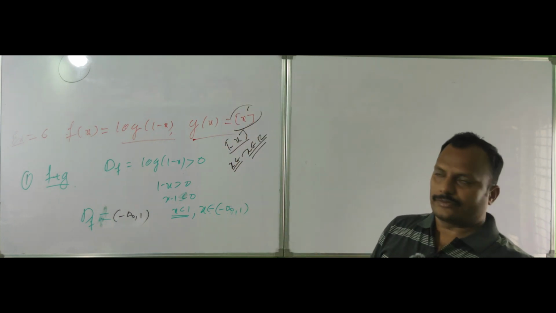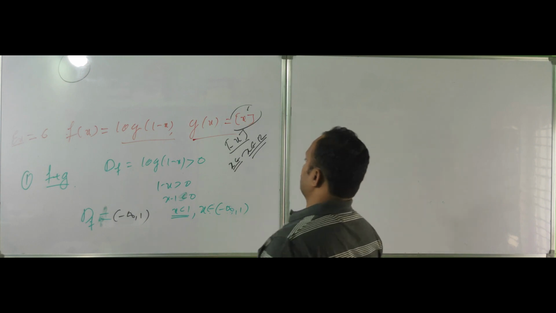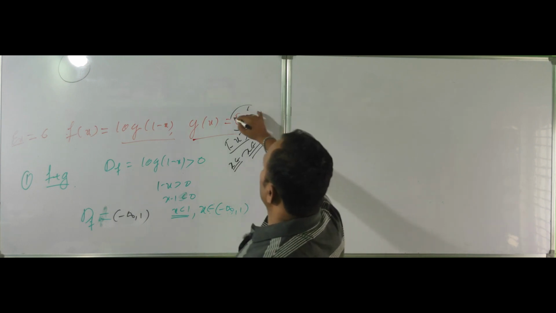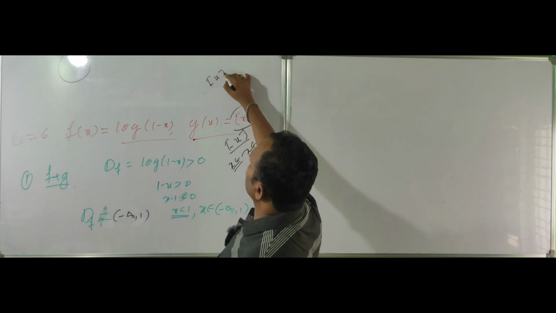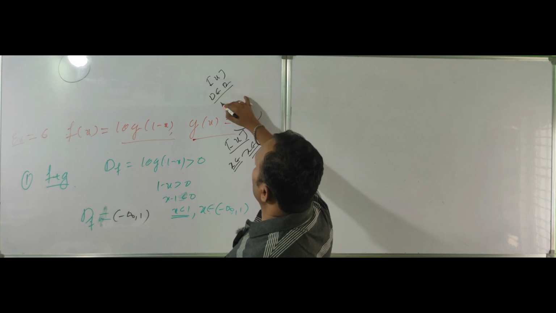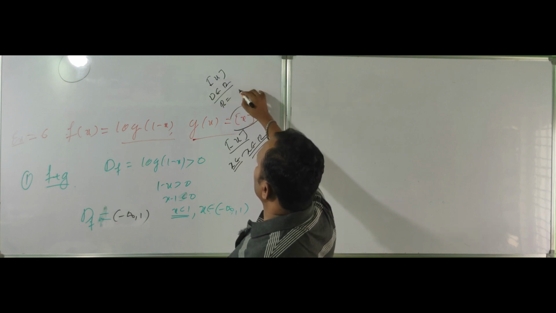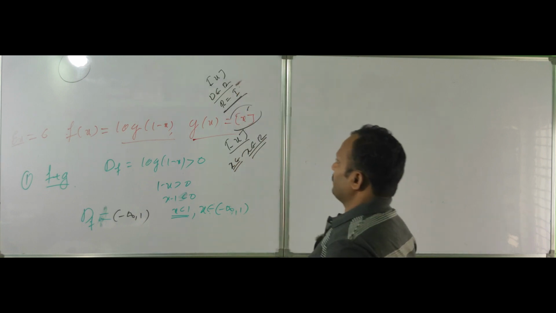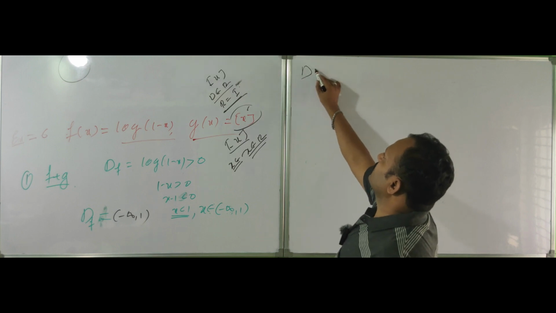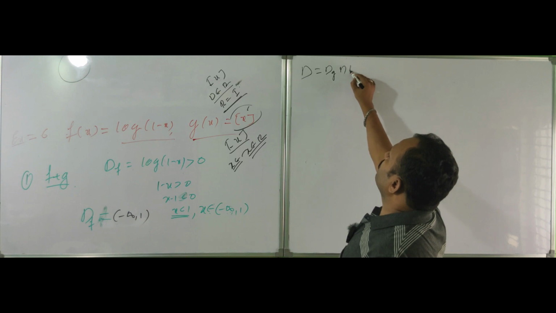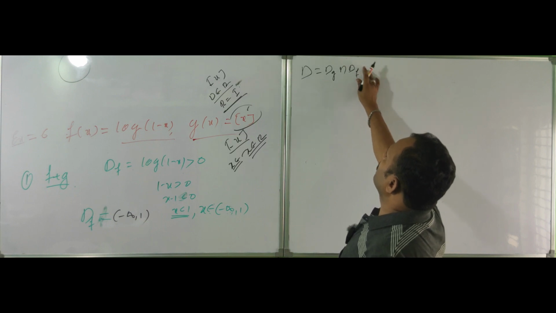Then it gives the integer numbers. The domain is real numbers, and the range is integer numbers, not positive integer numbers. Therefore, the domain of both is equal to domain G intersection domain F.